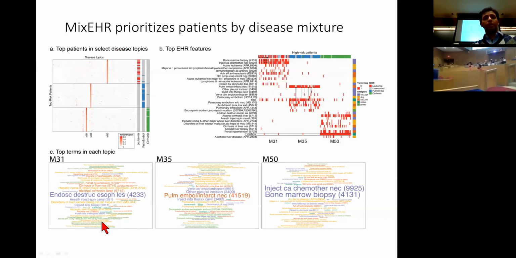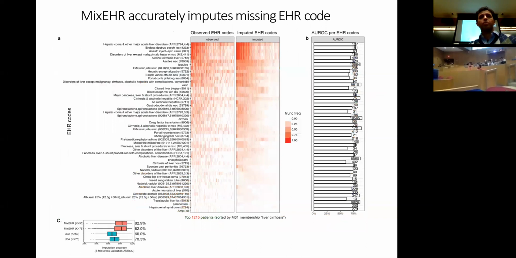And in cluster M31, for example, you can see what are the most informative terms in this word cloud. And similarly for topic 35 and for topic 50, you can see that there are many different types of lines of evidence, which are all combined together to infer the membership of these patients, and therefore to complete what would otherwise be a missing informative variable.